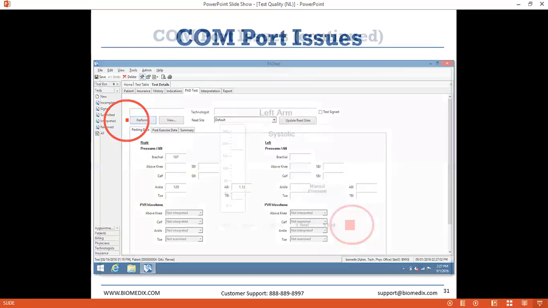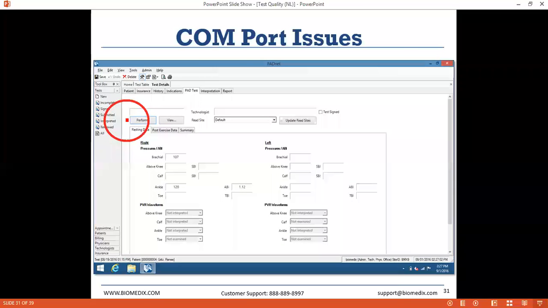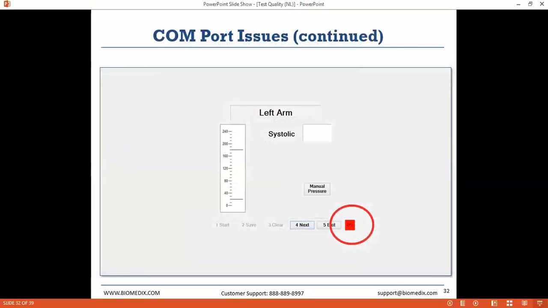You click perform, it takes you to the pressure, and the start button is grayed out, so you can't start the test, and that box is in bright red. What that box is indicating, both here and in the actual test itself, is that the computer isn't receiving instructions from the device that actually inflates and deflates the cuffs and measures those changes. This is, like I said, a very common situation.